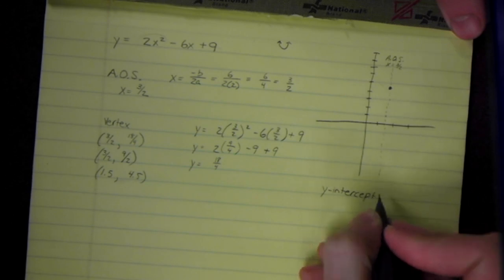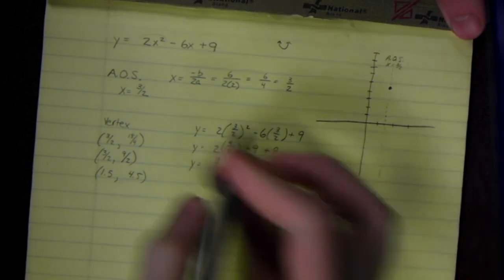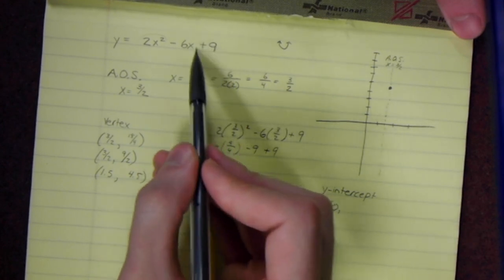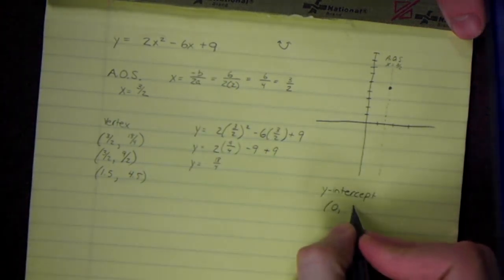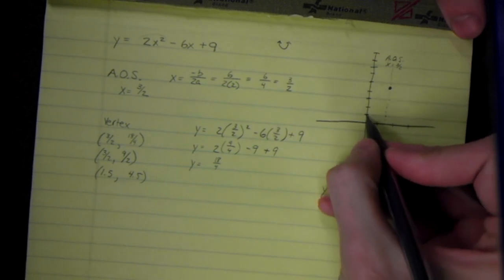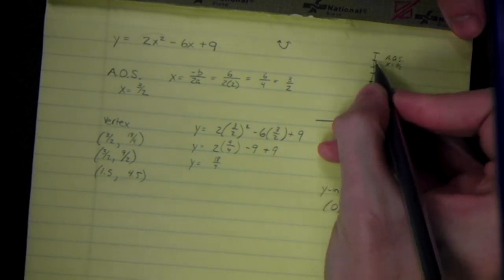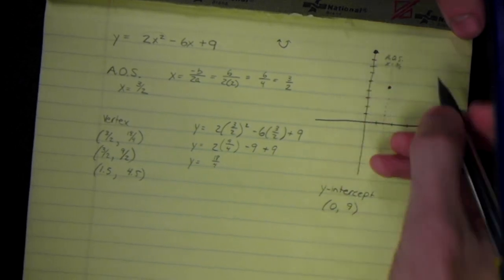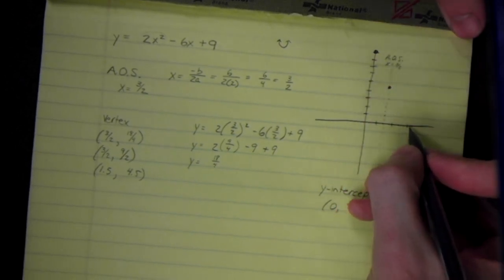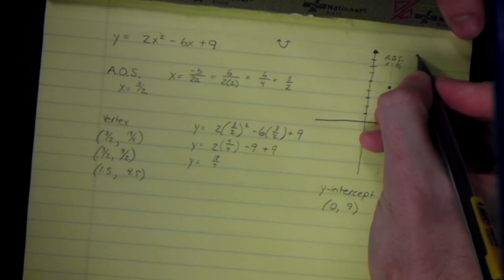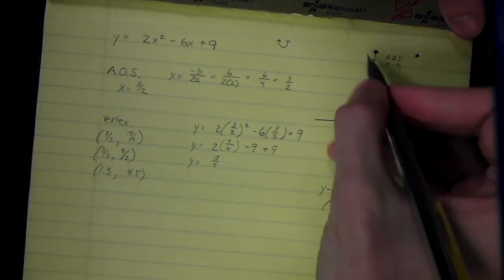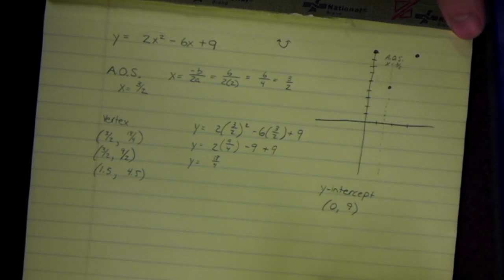Remember that the y-intercept occurs when x is 0. So if you plug in 0 here and here, you're just going to get out positive 9. So we have a y-intercept at 0, 9. 1, 2, 3, 4, 5, 6, 7, 8, 9. If I were to reflect across my axis of symmetry, over here at 3, 9, I should have another point. So really, I've got a pretty good start here on my graph.